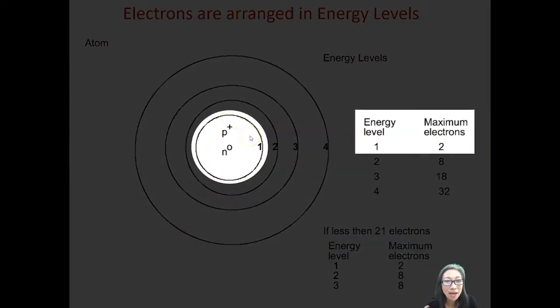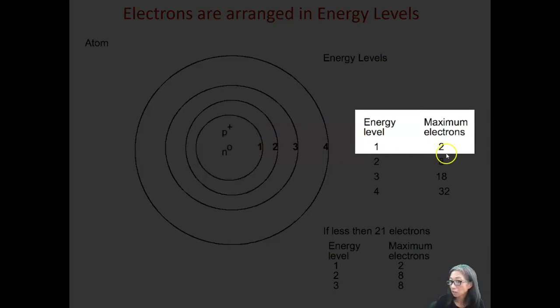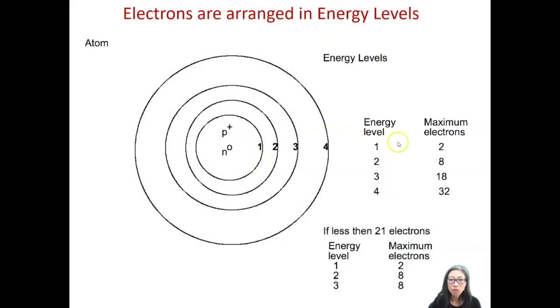That can fit a maximum number of 2 electrons. It can also fit less than 2. You can put 1 electron in this first energy level or 0 electrons on the first energy level. And so you have these energy levels 2, 3, and 4 that also have a maximum number of electrons.